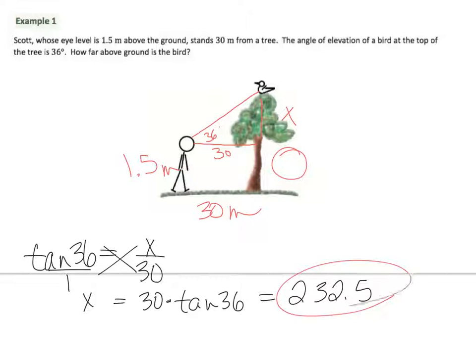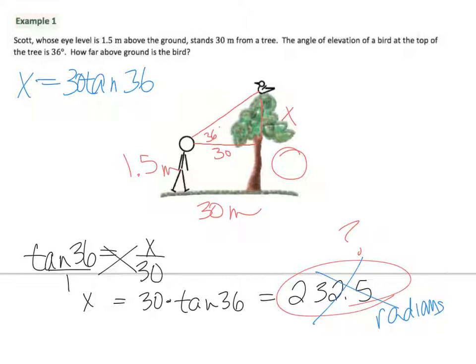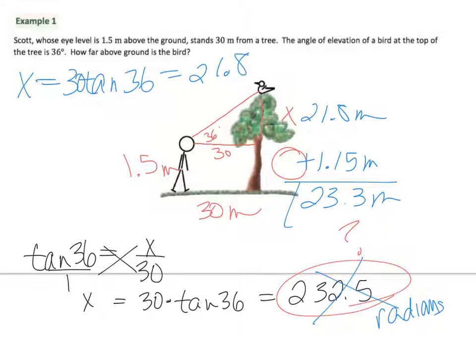Here is an important lesson: that number doesn't make sense. Let's look at our calculator to see if we are in radians or degrees. Well, I was in radians, which means this is not right. So let's try again. I need to do x equals 30 times tangent of 36 with my calculator in degrees. 30 tangent 36. Whoa, so much better. 21.8. So x equals 21.8 meters. The person's eye level is 1.5 above ground. Let's add those together. 23.3 meters is my final answer. Think about it. Okay, you get a crazy answer, it's not right. Chances are you did something wrong.